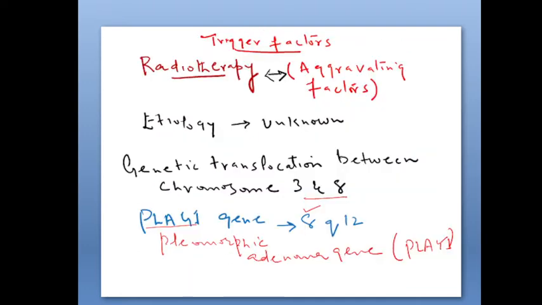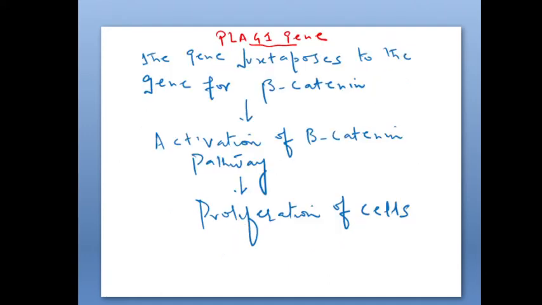Regarding the etiology of pleomorphic adenoma, it is unknown. Radiotherapy is the aggravating factor. Regarding the genetic causes, there is genetic translocation between chromosome 3 and 8. We have to remember that pleomorphic adenoma gene is located on chromosome number 8. This gene juxtaposes to the gene for beta catenin, and as a result there is activation of beta catenin pathway, which leads to proliferation of cells.